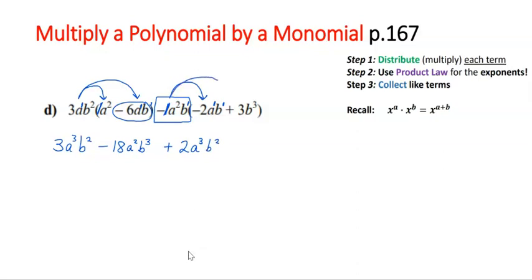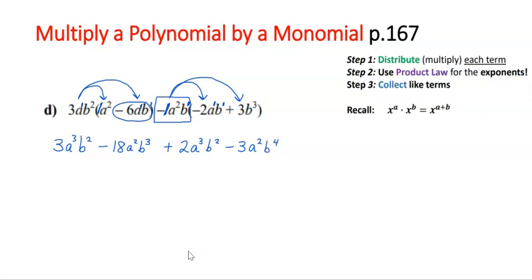And lastly, we're going to distribute negative 1a squared b to the final term. Negative 1 times positive 3 is a negative 3. We have no a's to multiply, so we keep what we have. The a squared stays. And we have b to the 1 plus 3 is b to the power of 4.